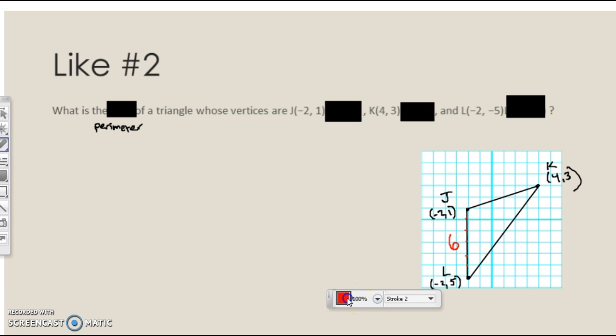Where I start to run into a problem is with JK and KL because those don't line up with the graph. So I know I'm going to have to use the distance formula to find the length of those sides. So for starters, I'm going to find the length of JK. And I know that the points are (-2, 1) and (4, 3). All right, I'm going to call this one X1, Y1. This one is X2, Y2. And I'm going to plug those into my distance formula.